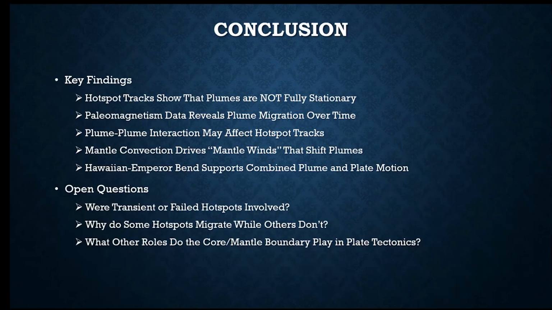So studies show that while some hotspots are stationary, others clearly migrate. Paleomagnetic and geodynamic evidence point to complex behavior in Earth's deep interior. Interactions between plumes or sudden shifts like those seen in Hawaii imply a dynamic mantle. We still lack a clear understanding of why some hotspots don't move. A better view of the core-mantle boundary could unlock answers about plume origins and motion.